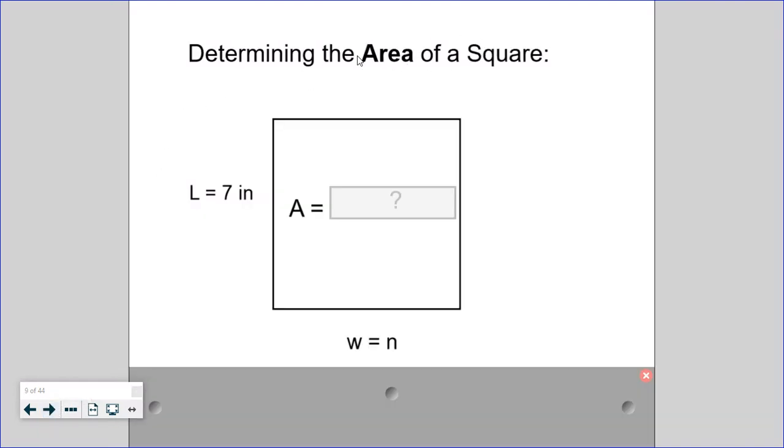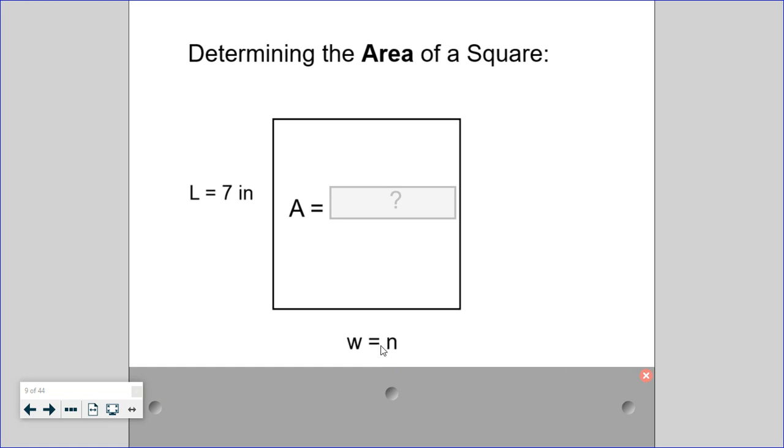All right, now determining the area of a square. Look at what we've got here. I've got a length of 7 and a width of n. Why didn't they tell us the width? How are we going to figure this out if they don't give us the width? Because we know that area is length times width.